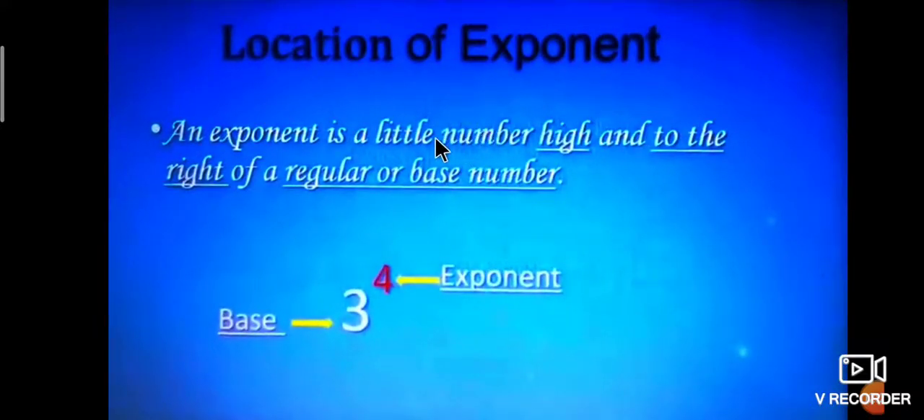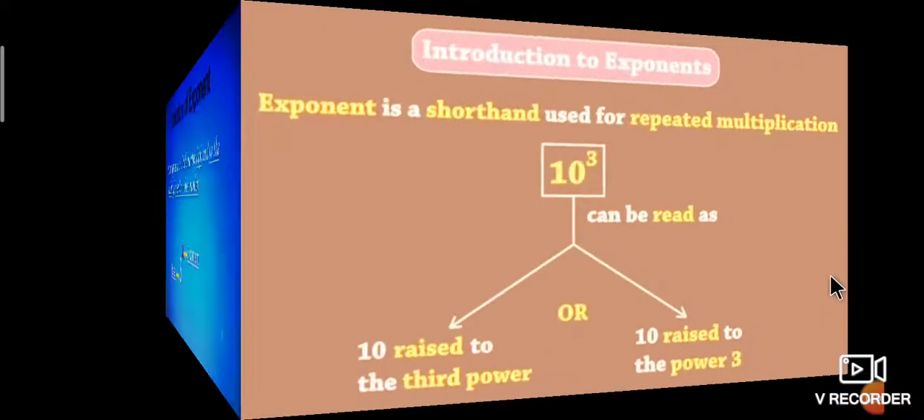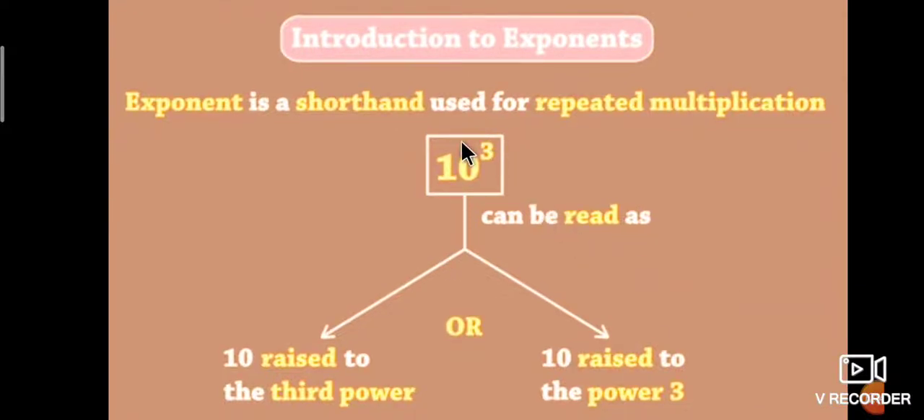So, what is an exponent? An exponent is a little number high and to the right of a regular or base number. For example, 3 to the power of 4. In this one, 4 is called the exponent, 3 is called the base. Here is another definition: an exponent is a shorthand used for repeated multiplication.